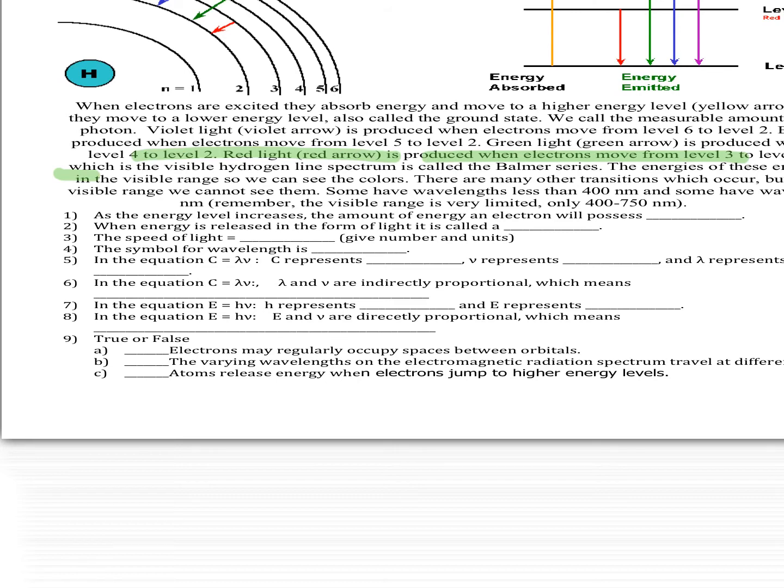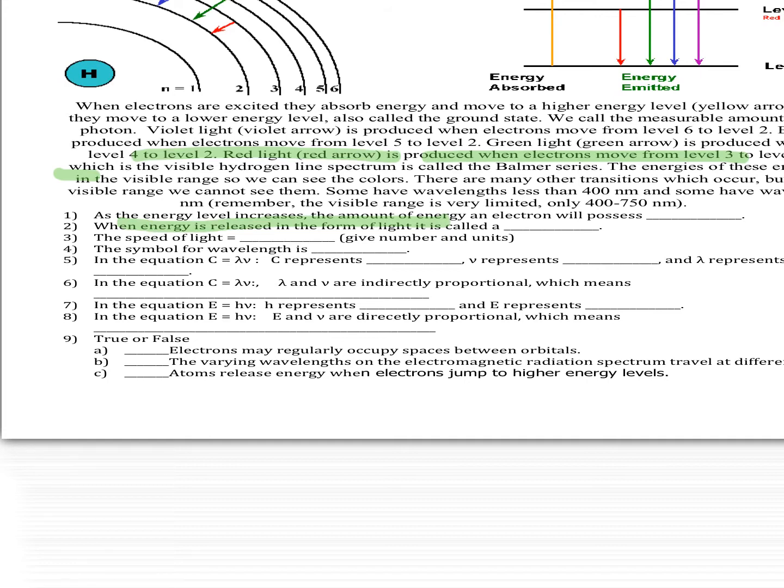Violet light is produced when electrons move from 6 to 2. Blue is when it moves from 5 to 2. Green moves from 4 to 2. Red, 3 to 2. This series of lines, which is visible in the hydrogen line spectrum, is called the Balmer series. So the visible line spectrum is called the Balmer series.